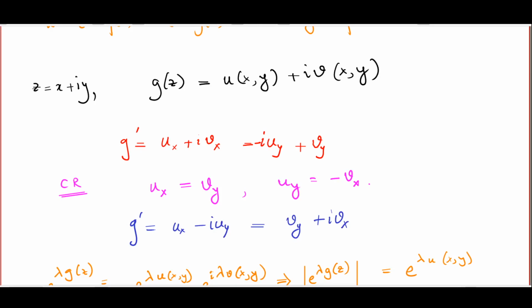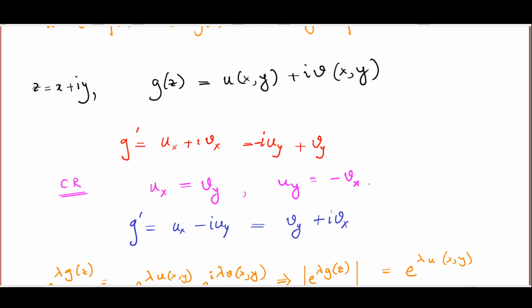You could, of course, also approach along, say, the purely imaginary axis, and if you do that, the derivative works out to be minus i u_y plus v_y. Since these two must be equal for the derivative to exist, a necessary condition for a function to be differentiable is as follows: u_x must be equal to v_y and u_y must be equal to minus v_x. These are the celebrated Cauchy-Riemann conditions, and I'm pretty sure you're all familiar with them.